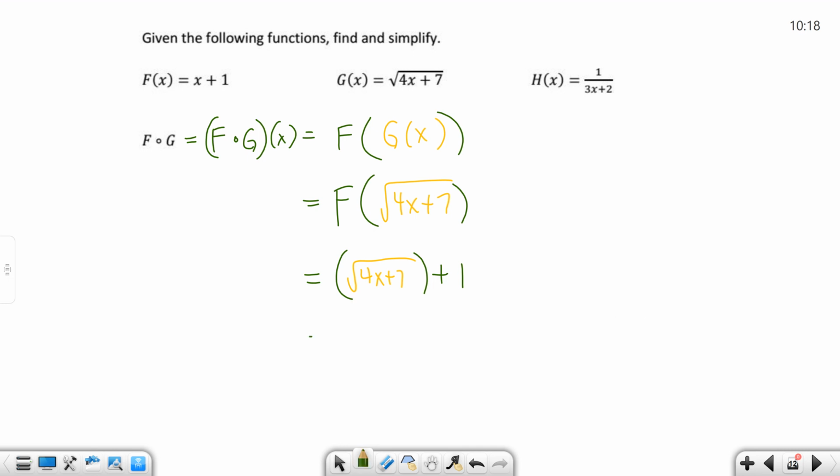So what I'm going to do is come back and say this is the square root of 4x plus 7 plus 1. Can I put those together? You better say no. The plus 7 is under the radical. So a couple things about this just to make sure. If you do this, you're wrong, okay? If you do this, you're wrong. Why are you wrong?